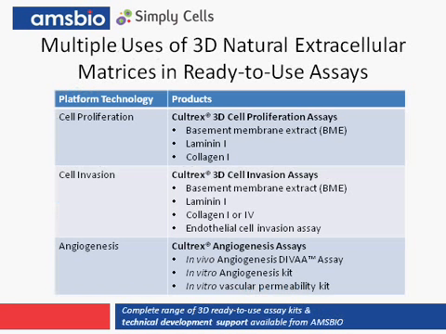Not only is there a wide selection of natural matrix proteins, but they're also available formatted in assay kits. These 3D assay kits are particularly suited for cancer research. For example, cell proliferation, invasion, and angiogenesis are all hallmarks of cancer cells. These assay kits are available in a number of different formats and are designed to measure the attributes or biological activity of cancer cells in a 3D model.